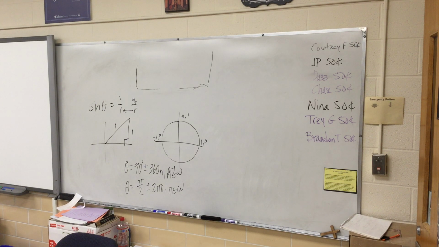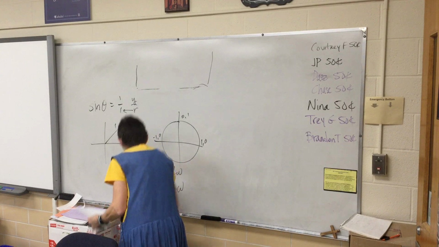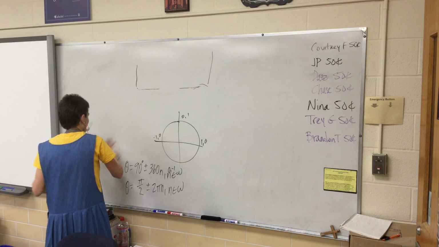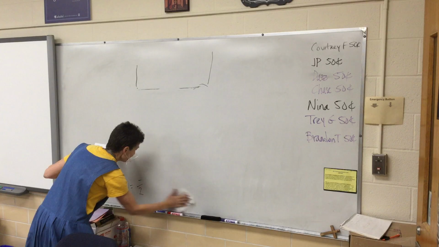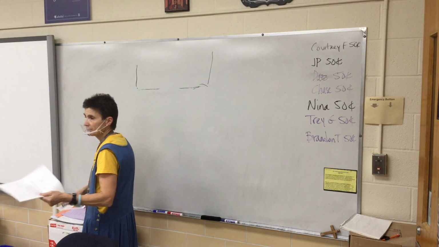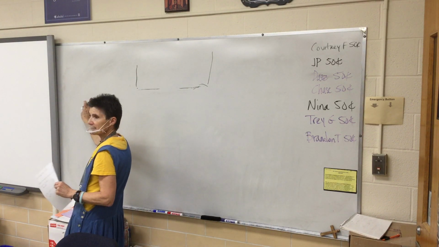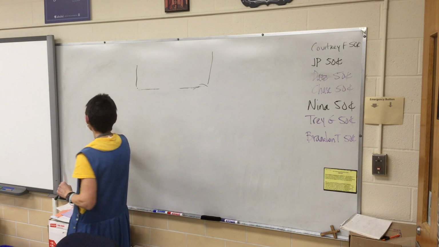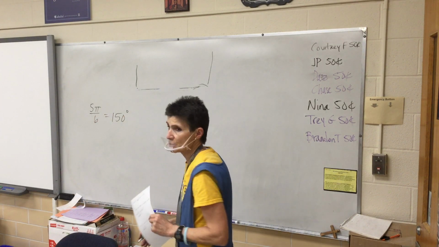Alrighty. So, first thing we need to do is change 5 pi over 6 into degrees. Now this is super simple, guys. 5 pi over 6. What's pi? 180. What's 180 divided by 6? 30. 30 times 5? 150. So it's 150 degrees. That's all there is to it.